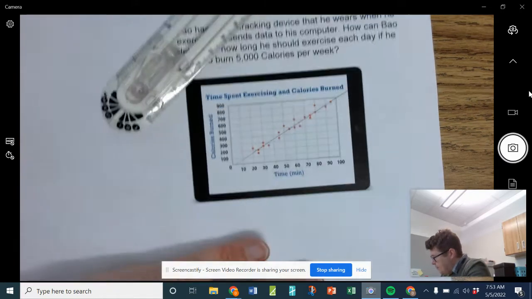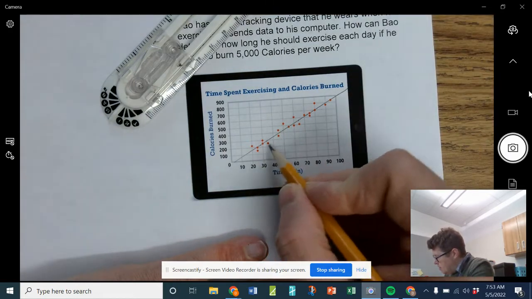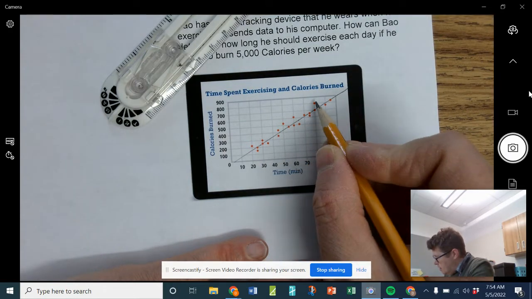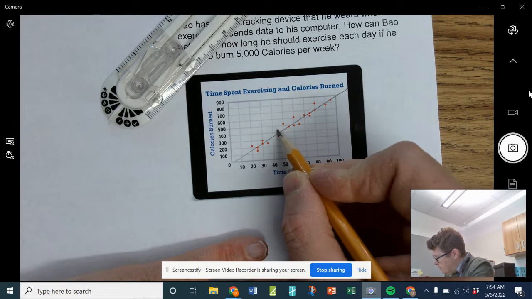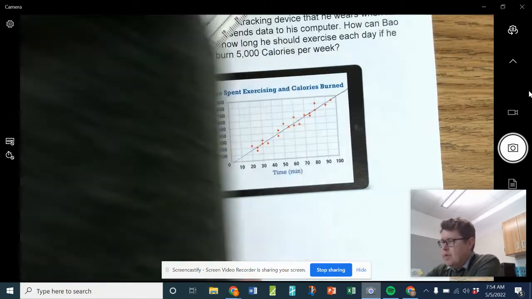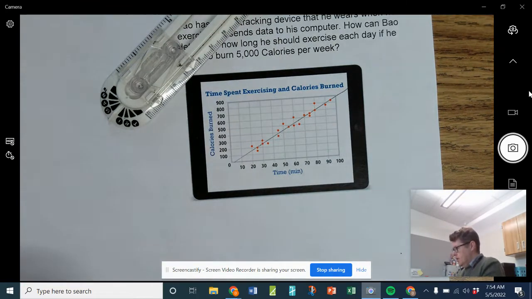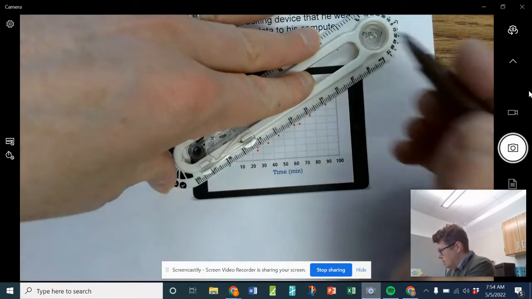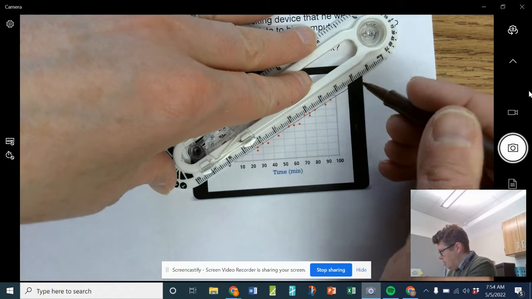Right there. Let's see, 1, 2, 3, 4, 5, 6. 1, 2, 3, 4, 5, 6, 7. Yeah, that's fine. That's pretty good actually. So now let me commit to it fully by using a pen, because I just wanted to do that with a pencil and make sure it was okay.